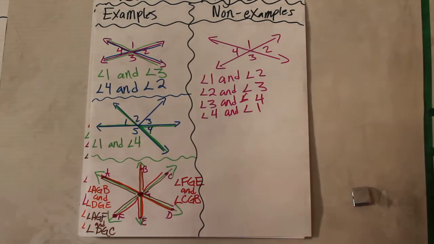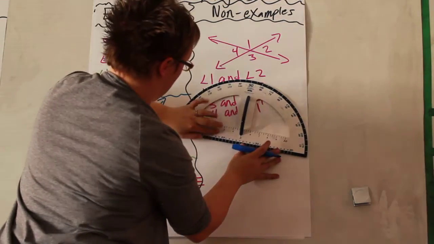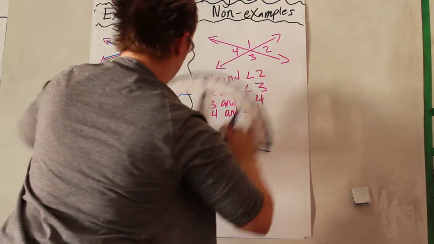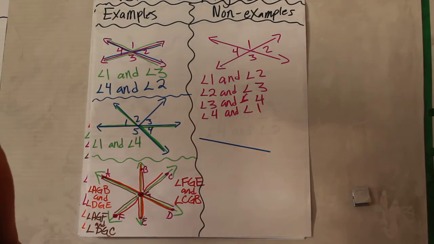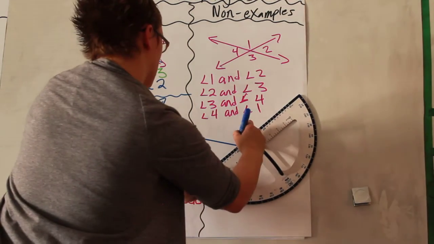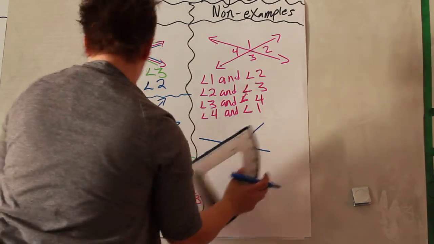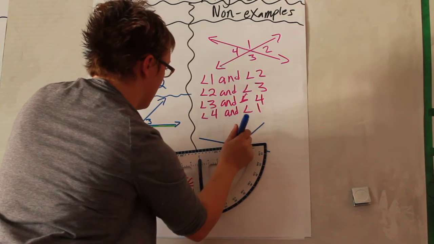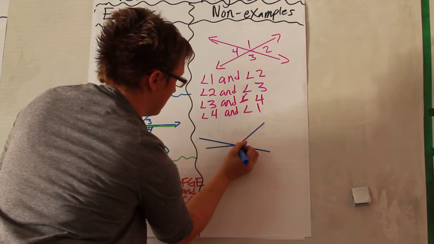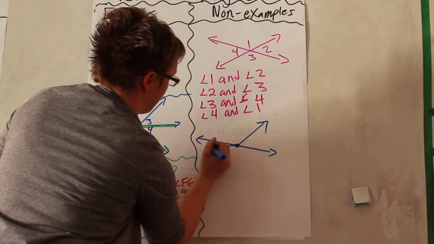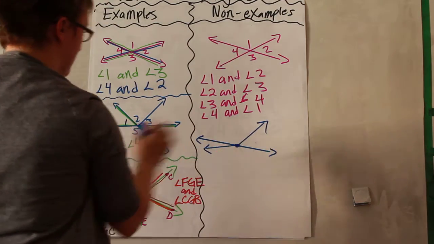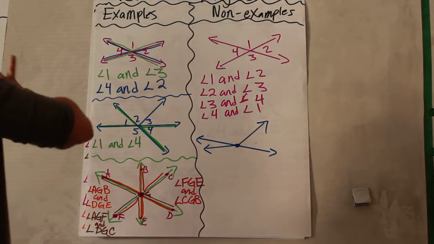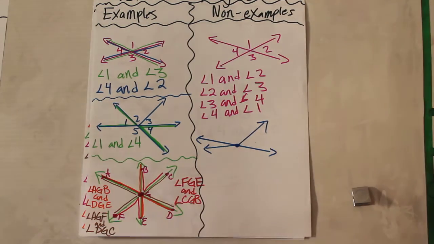We could also have something that looks a little bit different, but it would be a non-example if we have a straight line. And then we have something that comes off kind of crooked up here, and kind of crooked and not quite straight across down here. They still share that vertex. You can tell by looking at these two angles that they are not the same. There are no vertical angles in this example.